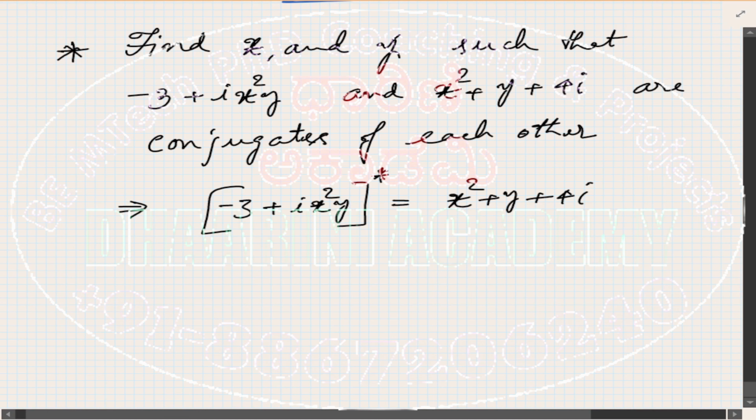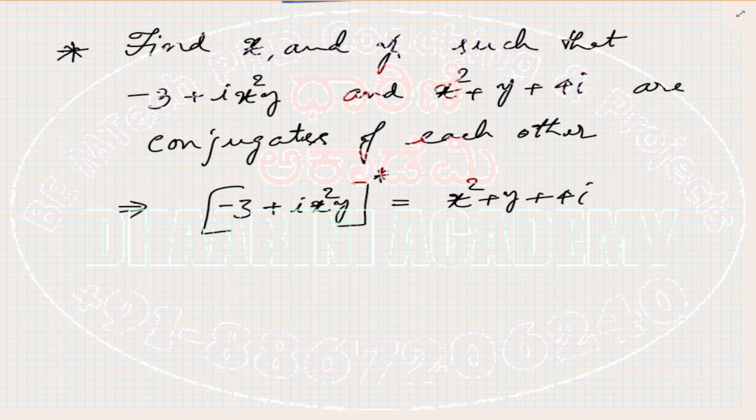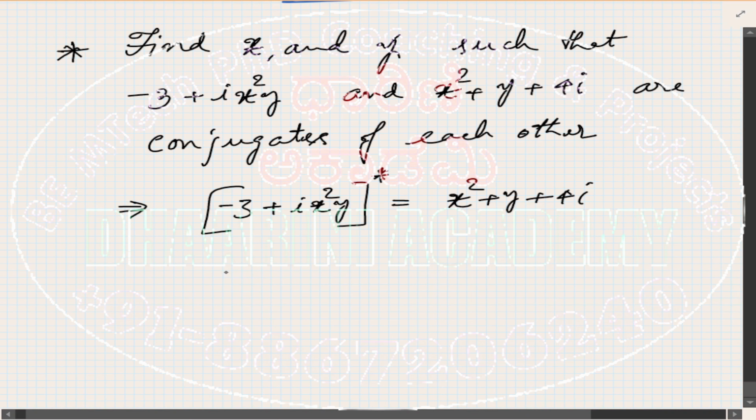Conjugation, what do you have to do? The imaginary term, you have to change the sign of that imaginary term. If positive, make it negative; if negative, make it positive, to the term which contains i. So this is -3. There is a plus i, make it minus i times x squared y. So this is the conjugate, which should be equal to the right hand side, that is x squared plus y plus 4i.